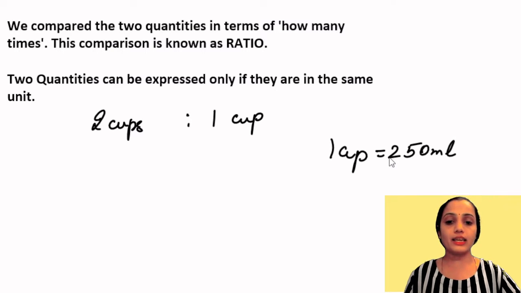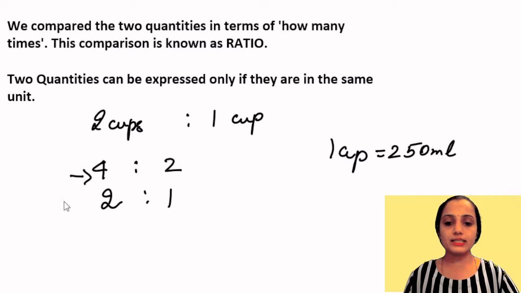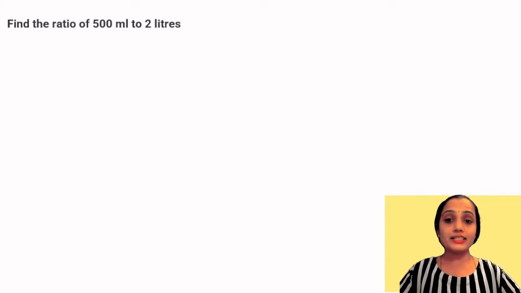Now if I say I increased the ratio, I made it 4 is to 2. Again both are in the same unit, cup. Now we have two ratios, 4 is to 2 and 2 is to 1. 2 is to 1 is definitely a simpler form of the same ratio. So this is the simplest ratio.